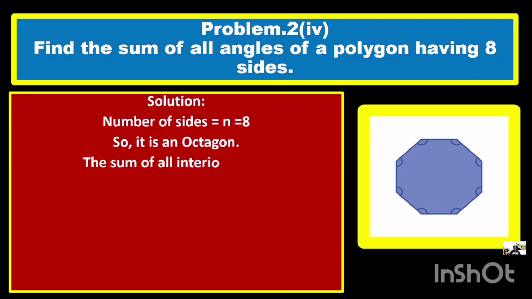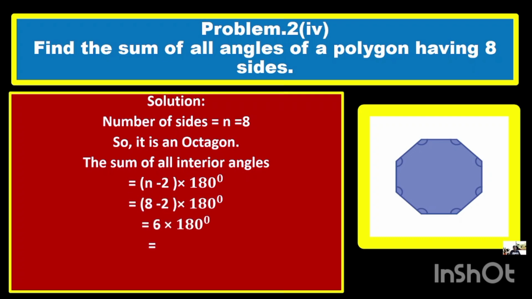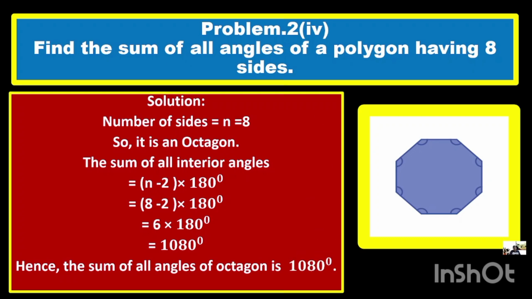The sum of all interior angles of an octagon is (n minus 2) into 180, (8 minus 2) into 180, which is 6 into 180, 1080 degrees. Hence the sum of all angles of an octagon is 1080 degrees.